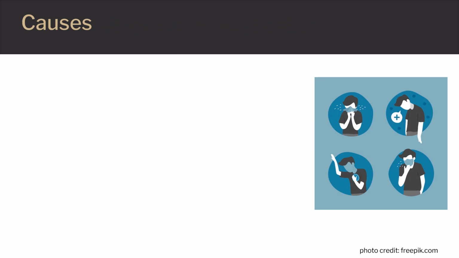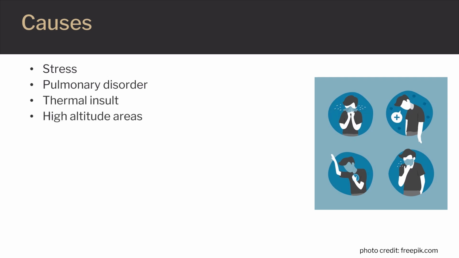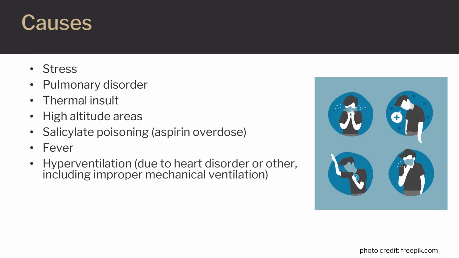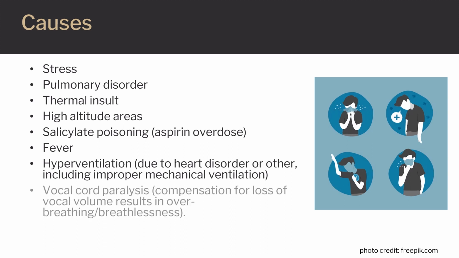Respiratory alkalosis may be produced as a result of any of the following causes: stress, pulmonary disorder, thermal insult, high altitude areas, salicylate poisoning, aspirin overdose, fever, hyperventilation due to heart disorder or other, including improper mechanical ventilation, vocal cord paralysis, compensation for loss of vocal volume results in overbreathing or breathlessness, and liver disease.